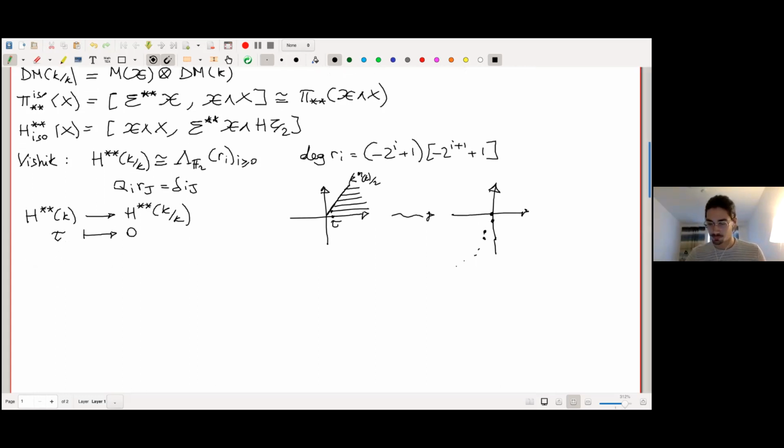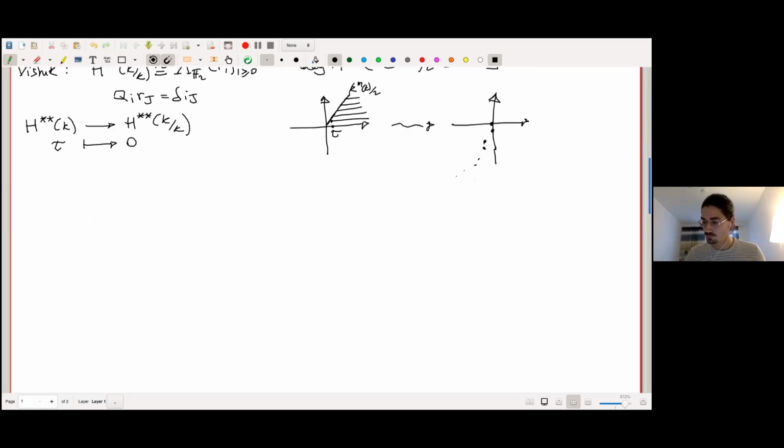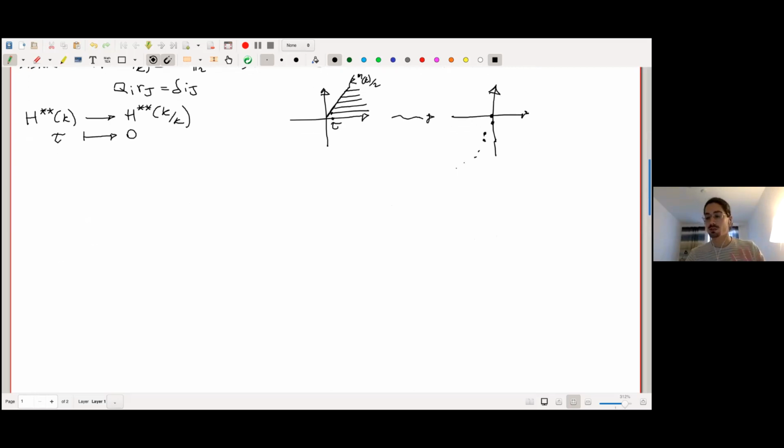So the picture is more similar, for example, to the study of C-tau modules over the complex numbers.